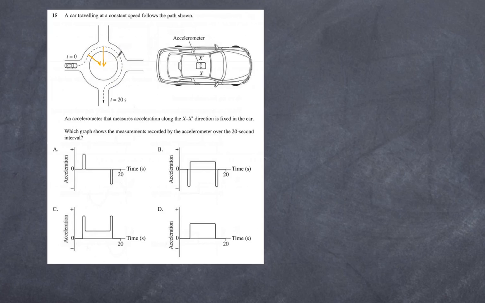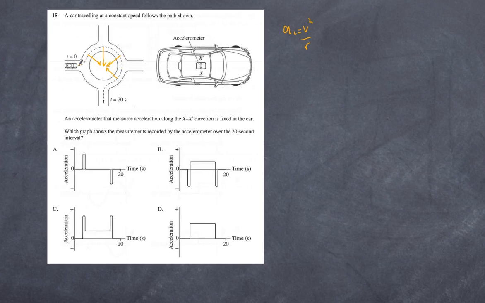Now, of course, the direction will constantly be changing, but the magnitude of that acceleration is always equal to v squared over r, and since the magnitude of v is constant and r is constant, the acceleration will be a constant value. And so therefore, while it is in the loop, you should get an acceleration that is constant, but a non-zero value. However, it is about when it's entering.